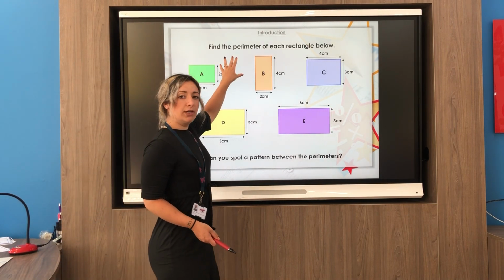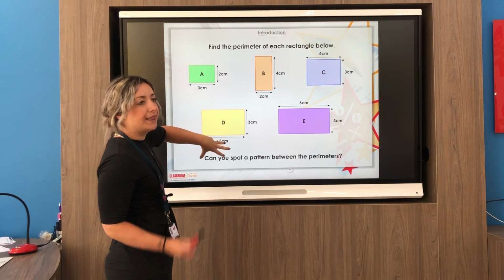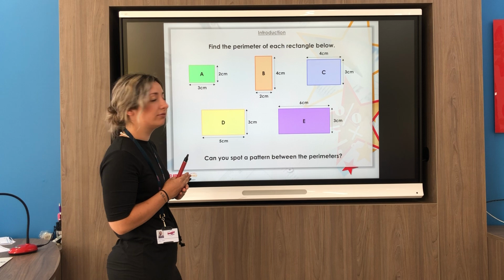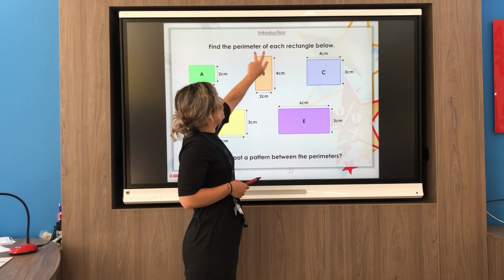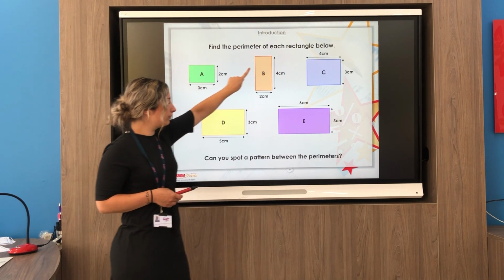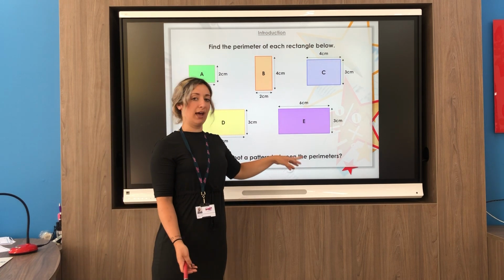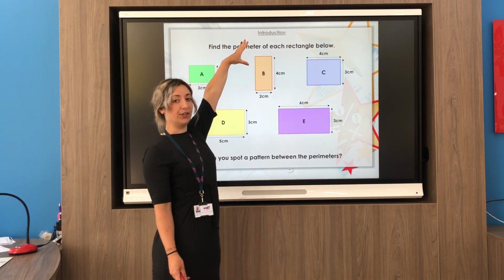For the introduction, we're going to have a look at this question. Now this is a two-step question. You need to do two different skills. Firstly, you need to find the perimeter of each rectangle. After you've done that, you need to spot if there's a pattern. So we need to do this step first.